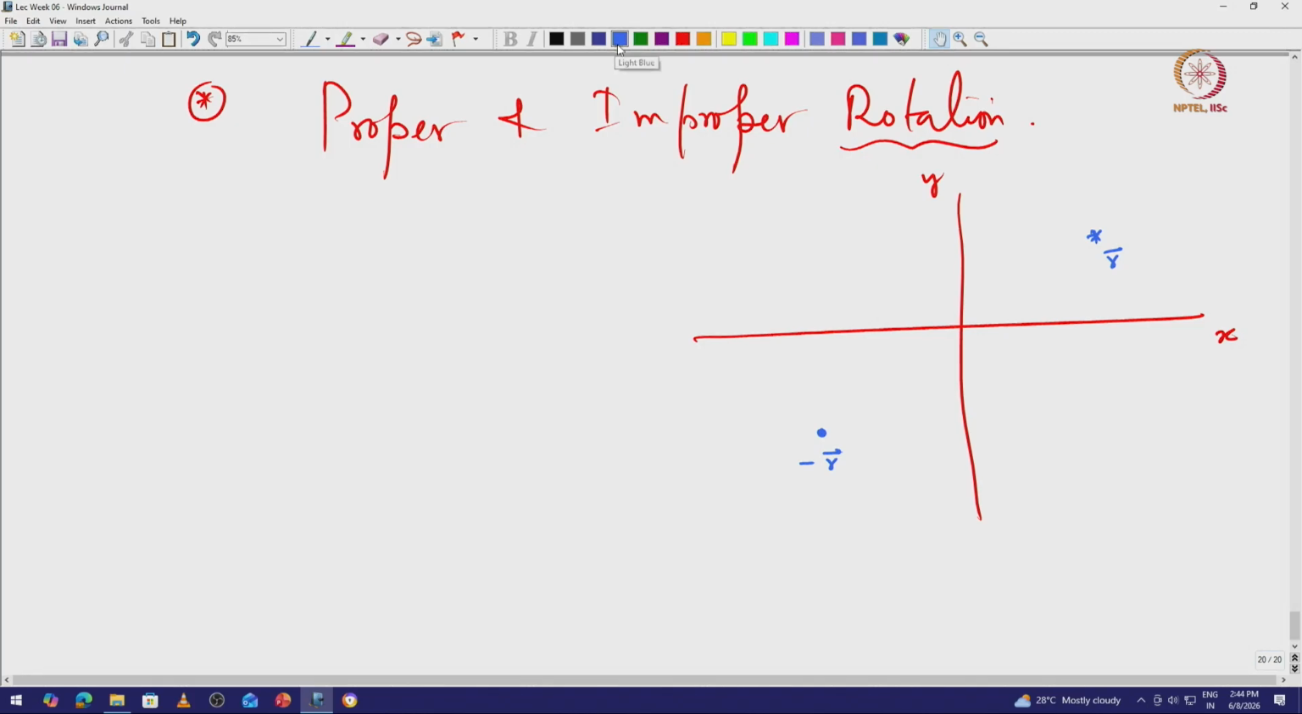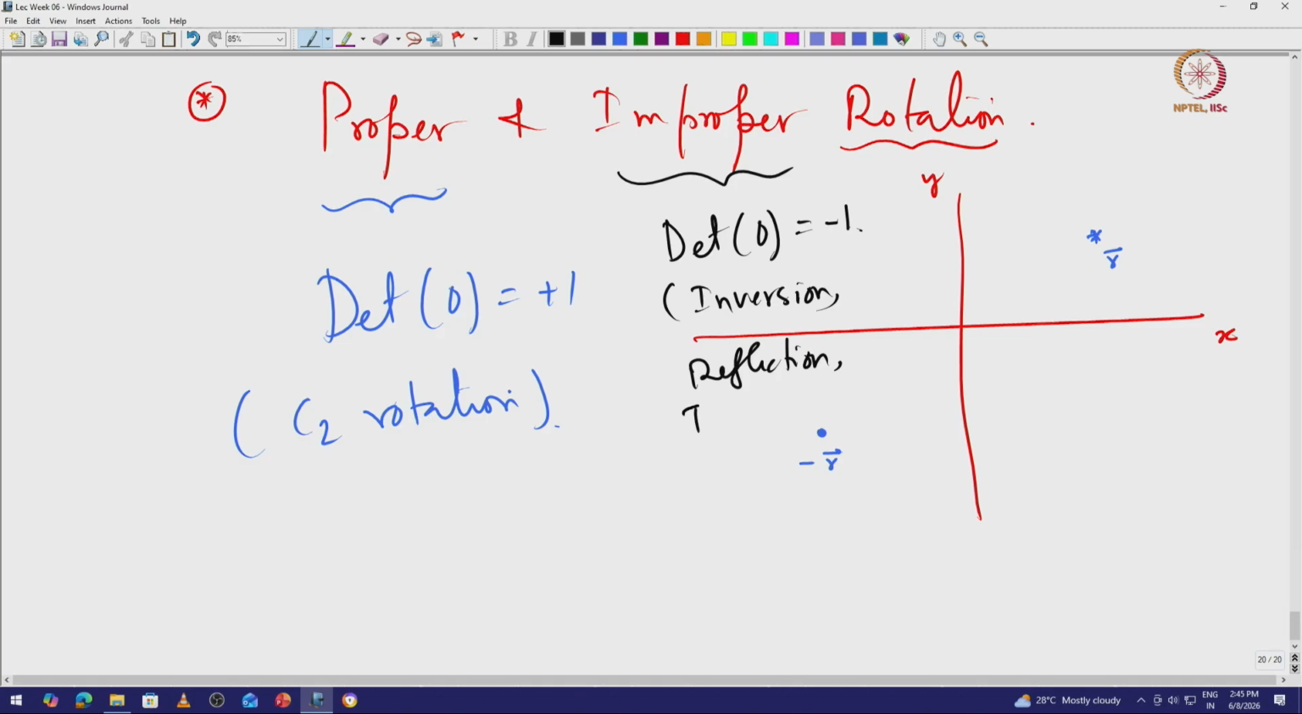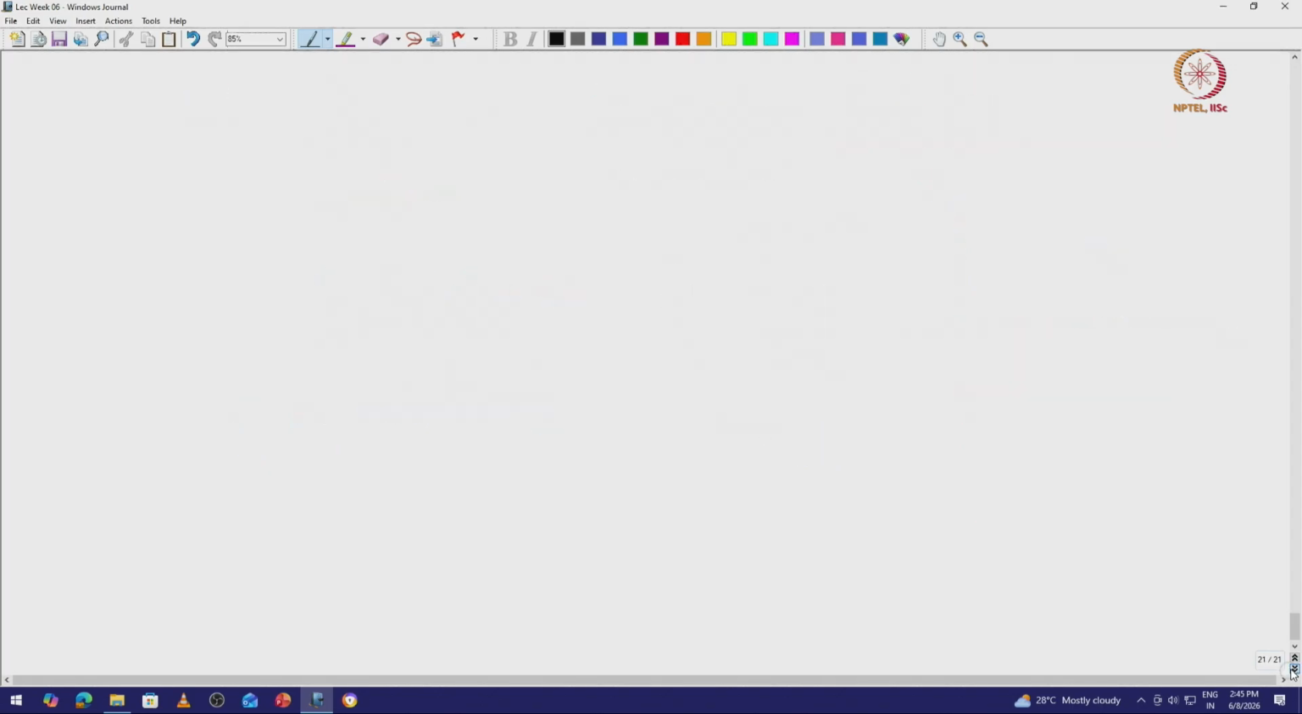So, proper rotations are when the determinant equals plus 1, and C2 rotation is one such example, and C4 and every other one, whereas improper rotation is, for example, inversion, reflection, and in principle time reversal also, but time reversal is only t goes to minus t. So, alright.